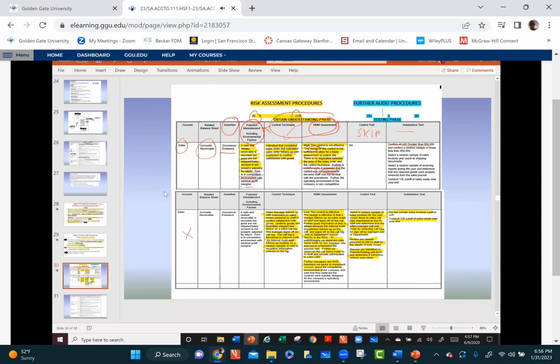That being the case, I skipped the control testing. And notice, guys, I did all that first part, the IR and the CR part. I assessed my risk of material misstatement during the attaining the understanding phase. Now I'm in further audit procedures.